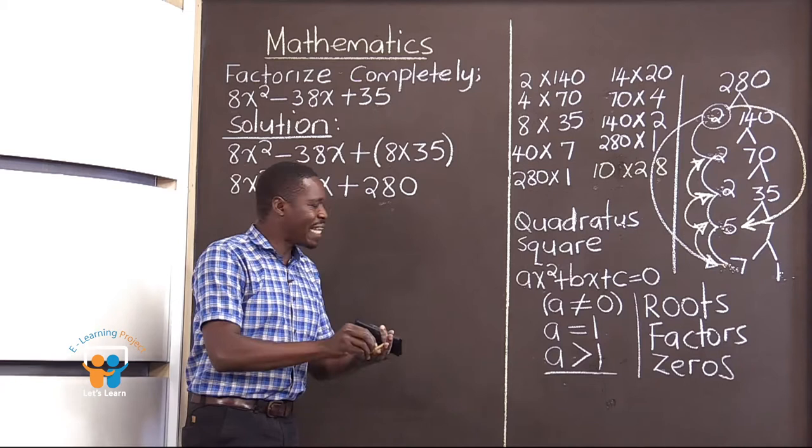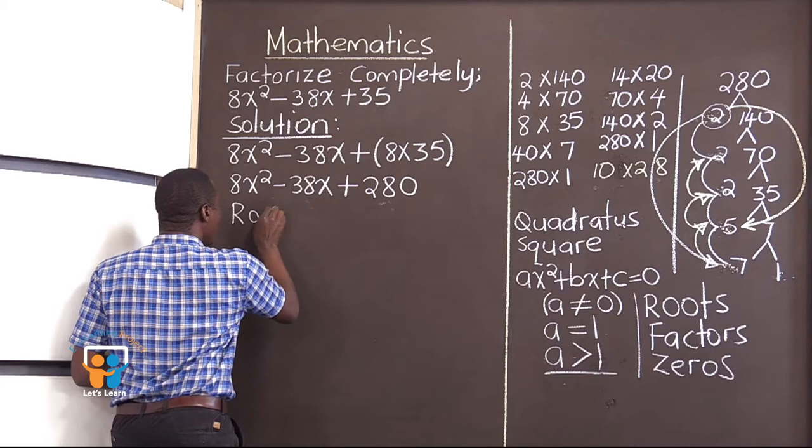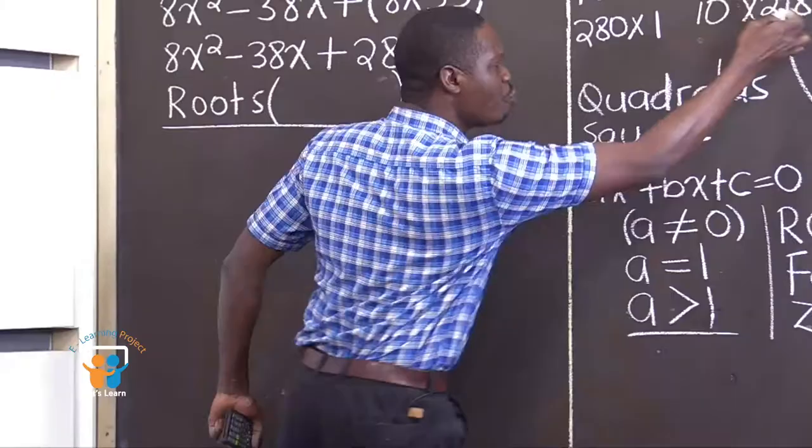Now we have the roots. Mr. Examiner, sir, without wasting time, we now have the roots. We now have the factors. We now have the zeros. What are they? They are a 10 and a 28. But is it a positive 10? Is it a positive 28?